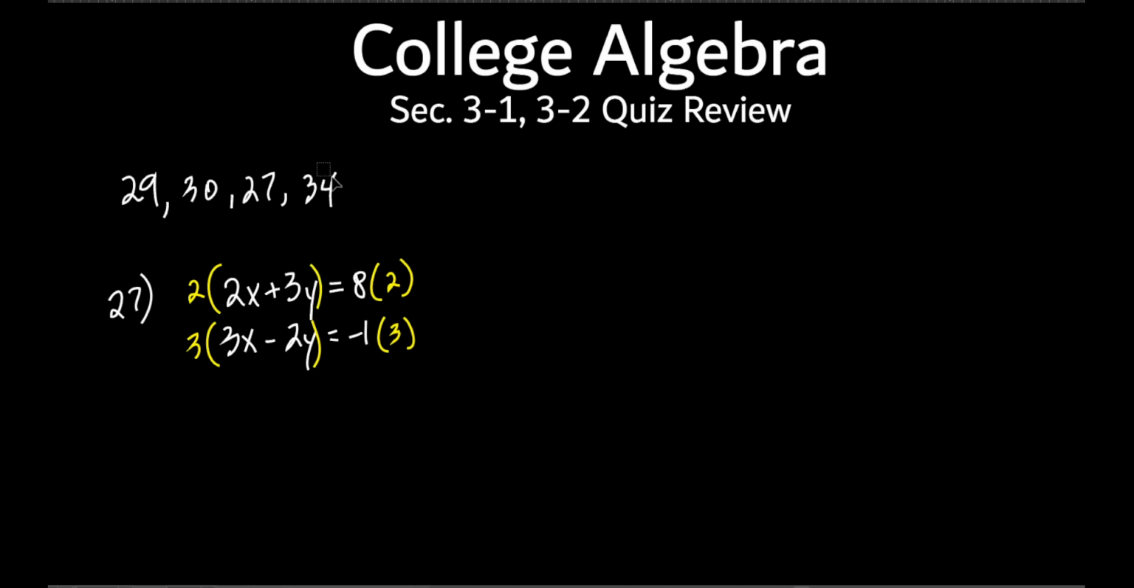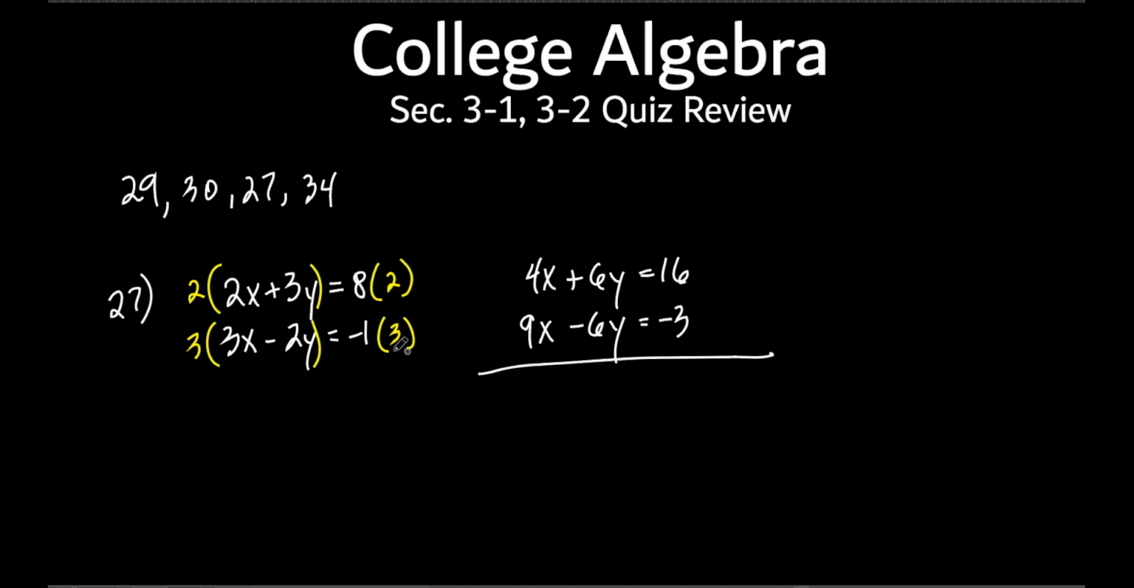So now, let's rewrite it with us multiplying all that stuff together. If I multiply everything here by 2, I get a 4x, I get a 6y, and I get a 16. Multiply everything by 3, I get a 9x, I get a minus 6y, and I get a minus 3. Now it's set up perfectly for us to do elimination, isn't it? Just had to manipulate it a little bit to make it so that it will eliminate.